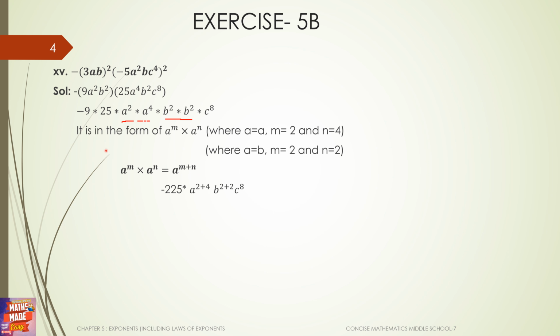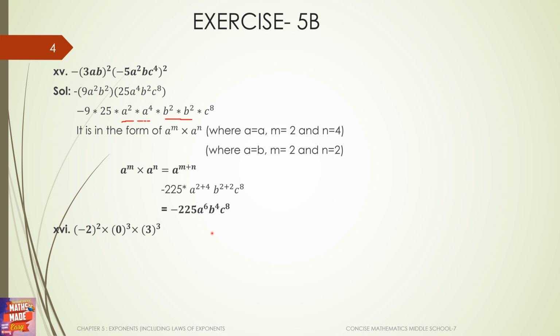Here it is plus into minus is minus, 9 25s are 225, into a to the power of m plus n, that is 2 plus 4, and b is 2 plus 2 and c is c to the power of 8. You can write it down as it is. Now minus 225 a to the power of 6. 4 plus 2 is 6 and 2 plus 2 is 4 and c to the power of 8. So our answer is minus 225 a to the power of 6, b to the power of 4, c to the power of 8.